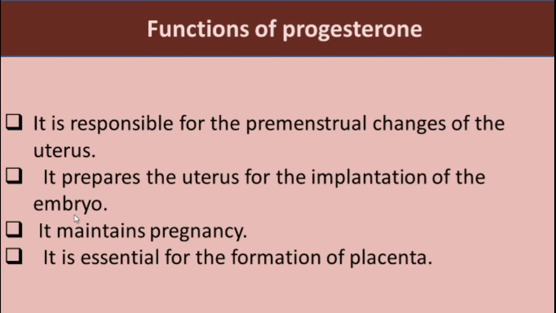So what do we do now? Prepare the uterus for implantation, that is, after fusion of male and female gametes, the uterus prepares for the embryo to implant there. This is the main function of progesterone, that is, it maintains pregnancy. And it is essential for formation of the placenta. Progesterone hormone is very very important for placental formation. We will see this in detail when we study the reproductive system. Clear students?